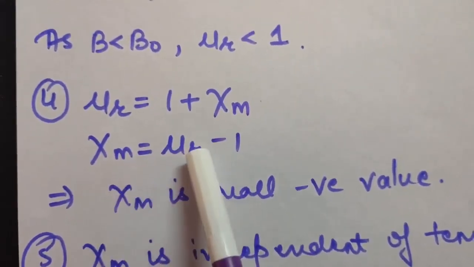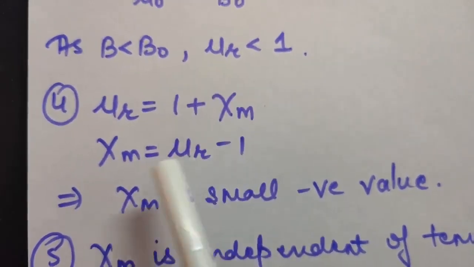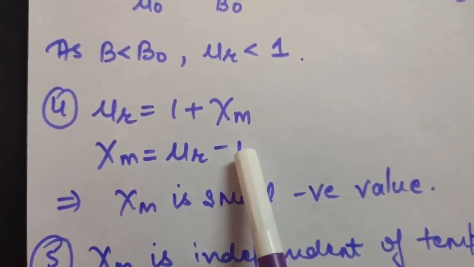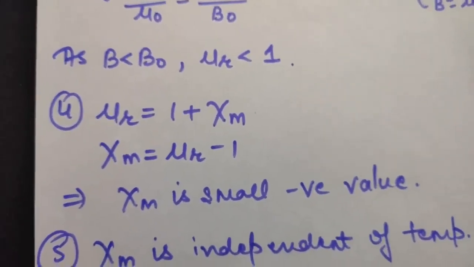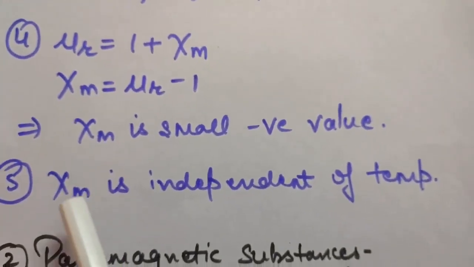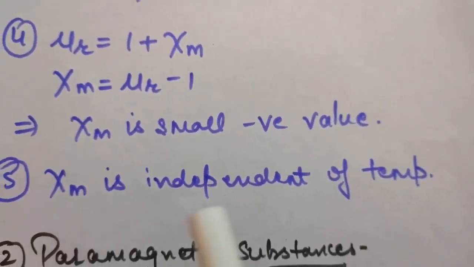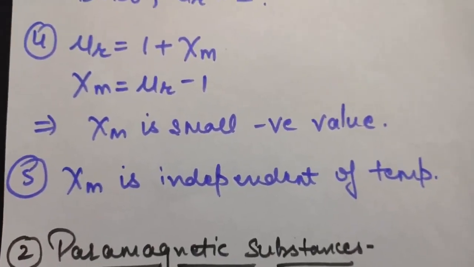Okay, so the fourth property is, now you know mu r is 1 plus chi m. So chi m will come to be mu r minus 1. So if mu r is less than 1, according to third property, then chi m will come to be negative. So chi m is small and has a negative value for diamagnetic substances. Okay, so the last property is that chi m, that is susceptibility, is independent of temperature, for diamagnetic substances again.